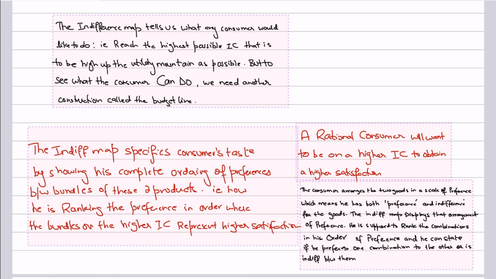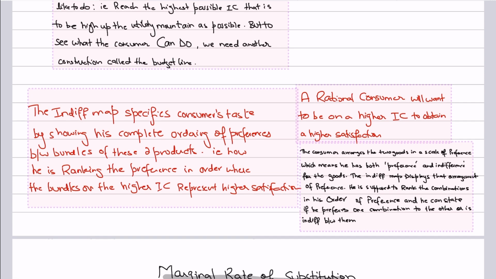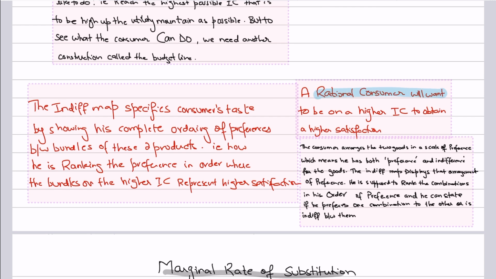अच्छा ठीक है, which means that if he wants to climb the utility mountain, let's say he wants to be on IC4 as compared to IC1, but can he do that? Does he have the budget for that? Can he do that at IC4? We need to construct the budget line, which is obviously the topic of the future videos. A rational consumer would want to be on the higher indifference curve.